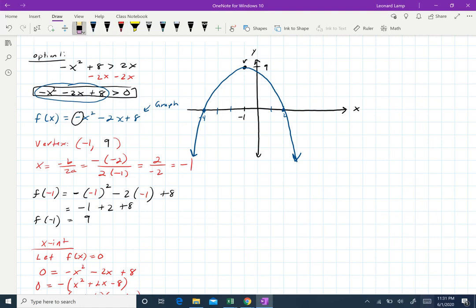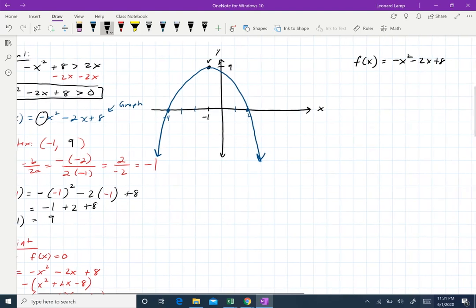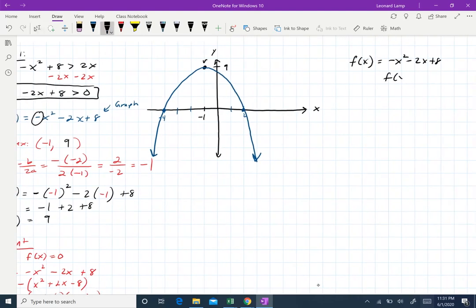So after we've graphed it, the question is, how do I answer this question? Well, we've graphed the left-hand side of this. It's asking me, when is the left-hand side greater than 0? Another way of seeing that is, when is f of x, which was this -x squared minus 2x plus 8 we just graphed, greater than 0?